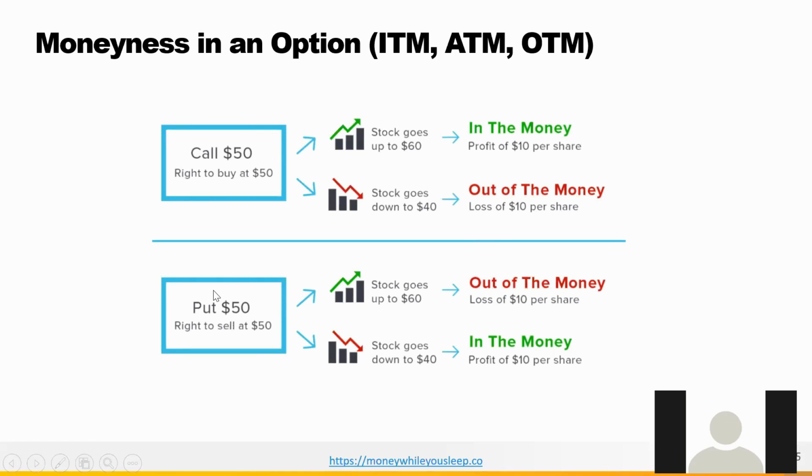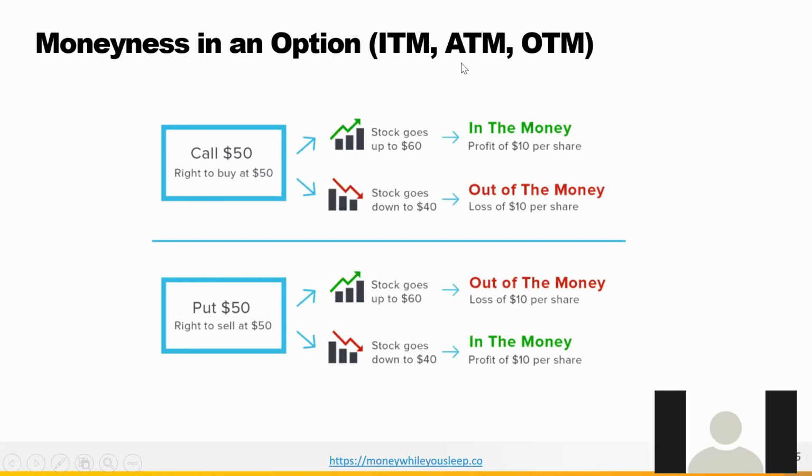Similarly, in the put concept, the buyer of a put is bearish about the stock, and if the stock goes up, the buyer of a put is going to lose money, so he's out of the money. And if the stock goes down, then the buyer of a put is going to make money, hence he's in the money. So in simple terms, in the money means the buyer is making money, and if the buyer is losing money, then it is out of the money.